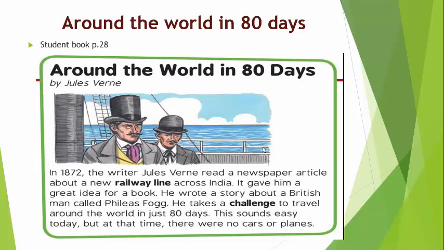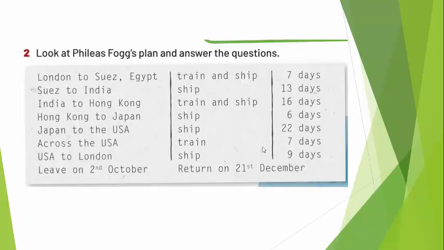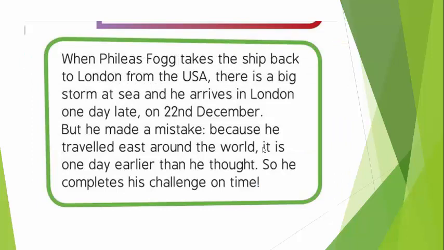Now open your student book, page 28, Around the World in 80 Days by Jules Verne. I want you to read your passage carefully and quietly. Now, look at Phileas Fogg's plan and answer the questions. We have his plan here: London to Egypt, Egypt to India, India to Hong Kong, Hong Kong to Japan, Japan to the USA, across the USA, USA to London. He leaves on 2nd October and returns on 21st December. Then the last part of our adventure: what did Phileas Fogg do at the end?